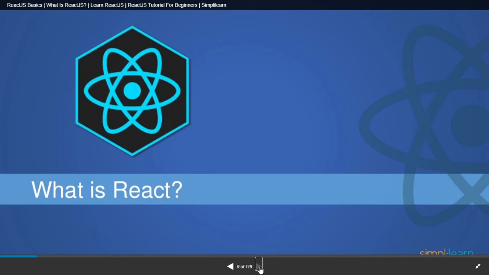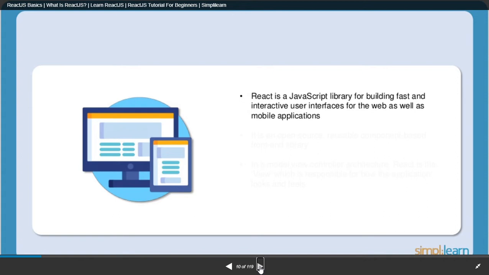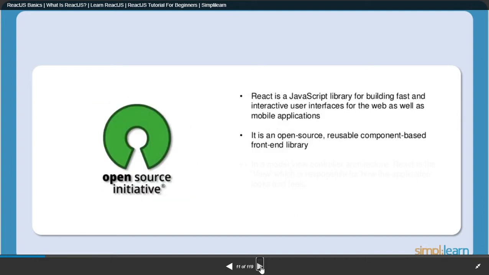What is React? It is not a framework. React is a JavaScript library. It is used for building user interface applications for the web as well as for mobile applications. It is used to build the fastest applications for websites as well as for mobile applications. It is a lightweight JavaScript library, and it is an open source, reusable component based front end library. The main reason everyone uses React JS is that you can create reusable components, and also create a front end library of reusable UX components.